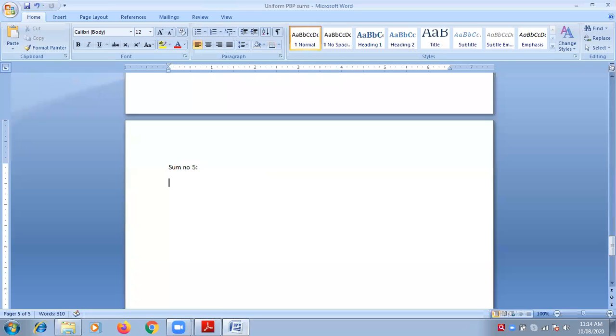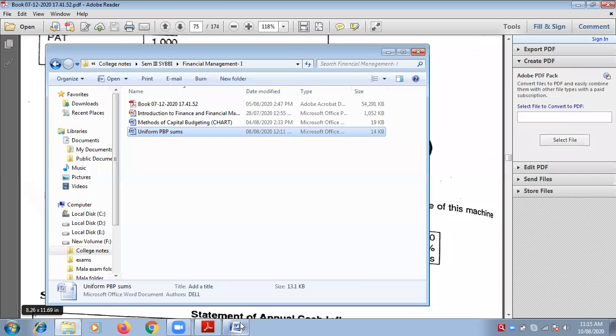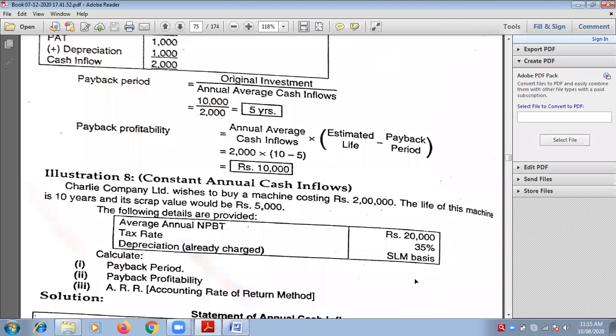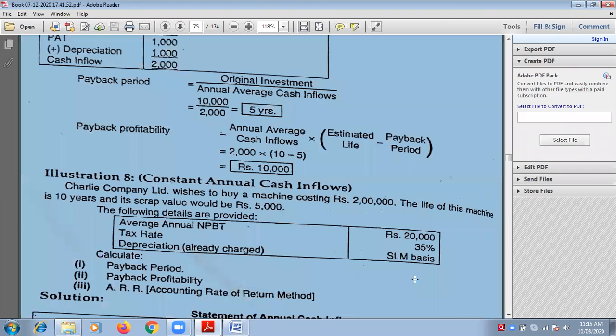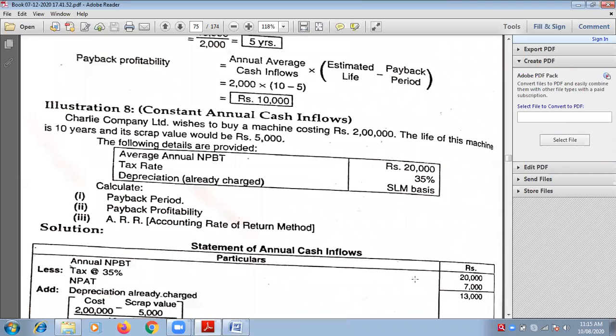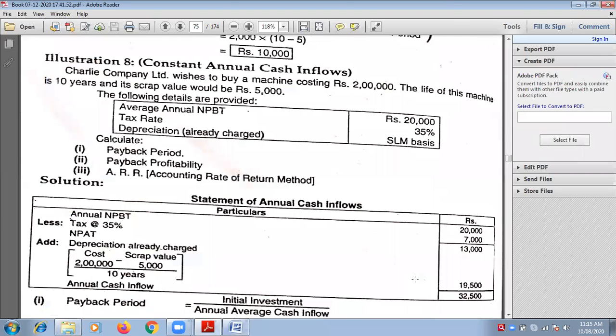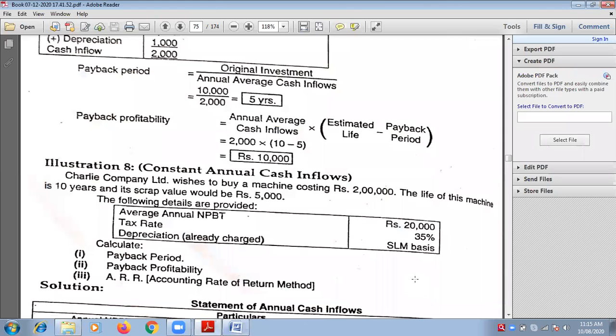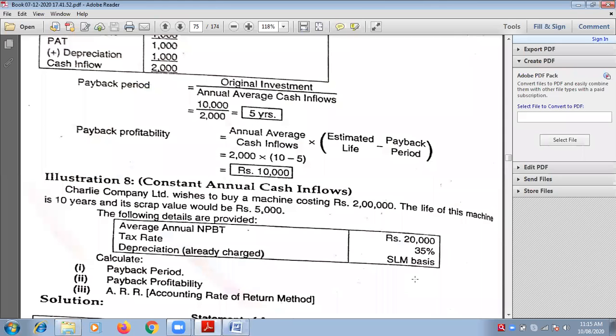ठीक है? क्या नाम है ये इसका? अनयूनिफॉर्म है कि यूनिफॉर्म है? यस टेल मी, अनयूनिफॉर्म है कि यूनिफॉर्म है? यूनिफॉर्म है। यू ऑल टेल मी, अनयूनिफॉर्म का है कि यूनिफॉर्म का है? यूनिफॉर्म, because there is a single profit which is given all over the 10 years. There are no different profits which are given here.